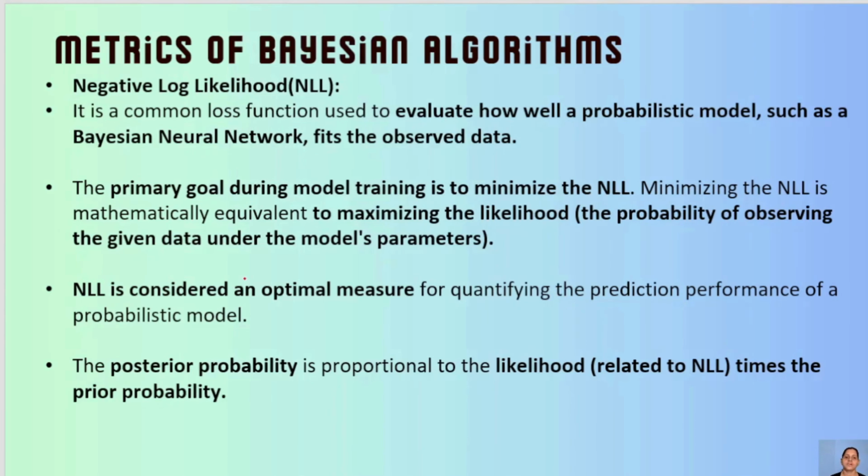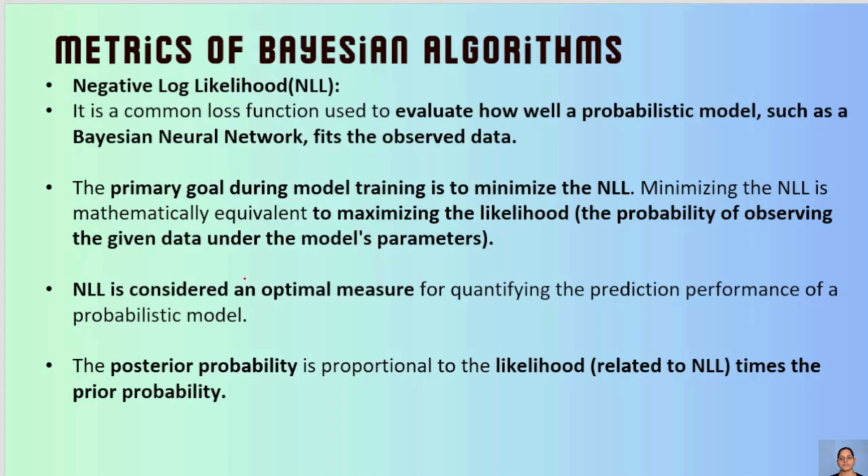This is a loss function, and when we are talking about metrics, they are mostly based on your loss function, when we are finding the differences between actual and predicted. Here again, this is a type of loss function where we are evaluating how my probabilistic model fits the observed data. With negative log likelihood, we can understand that. My primary goal during model training is to minimize the NLL. The NLL should not be more, it should always come less.